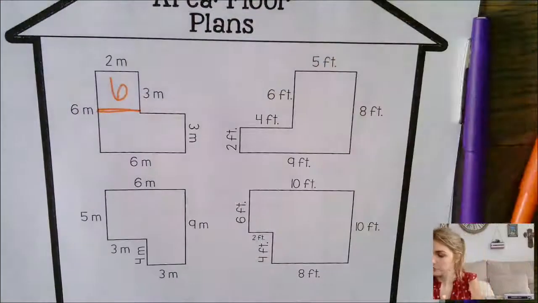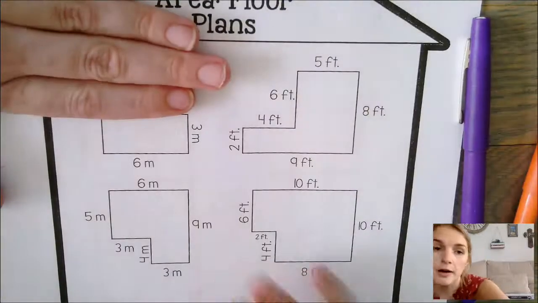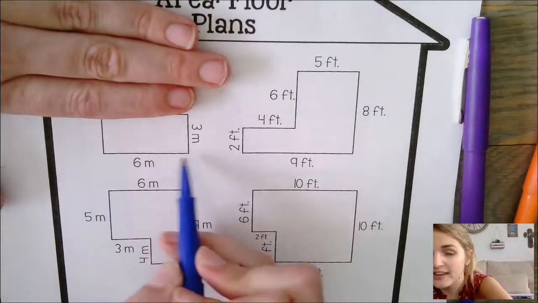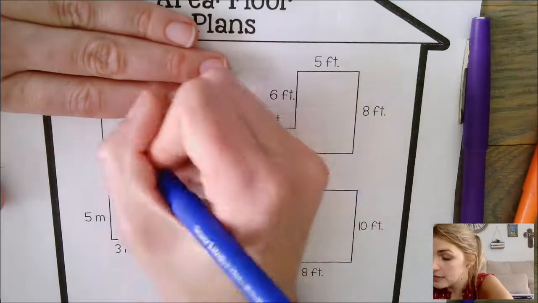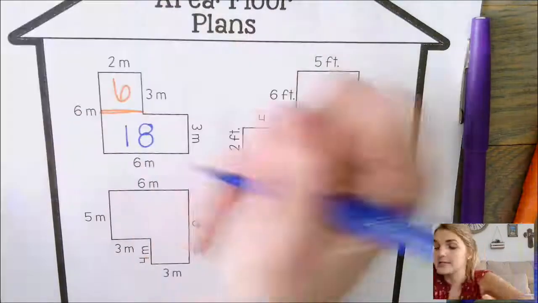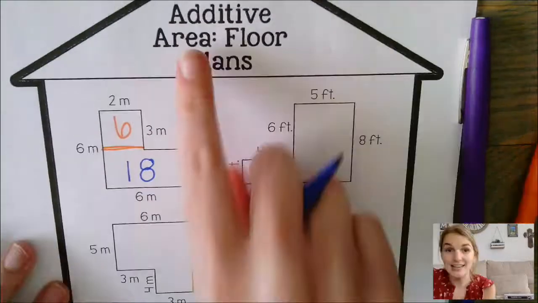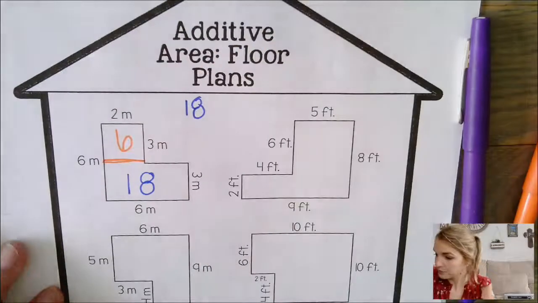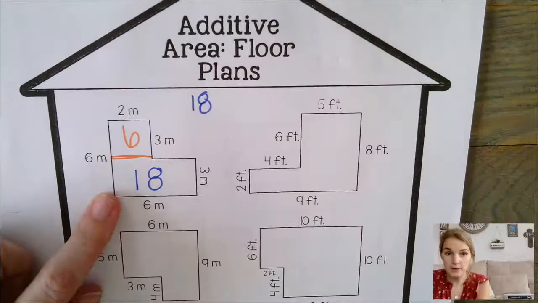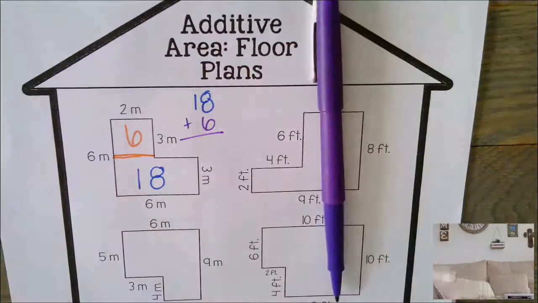Now I'm going to look at just this shape right here. And I see that the length is 6 and the width is 3. So 6 times 3 is 18. So now remember, we're learning that area is additive. So we need to add 18, the area of this rectangle, plus 6, the area of this rectangle, to figure out how many in all.